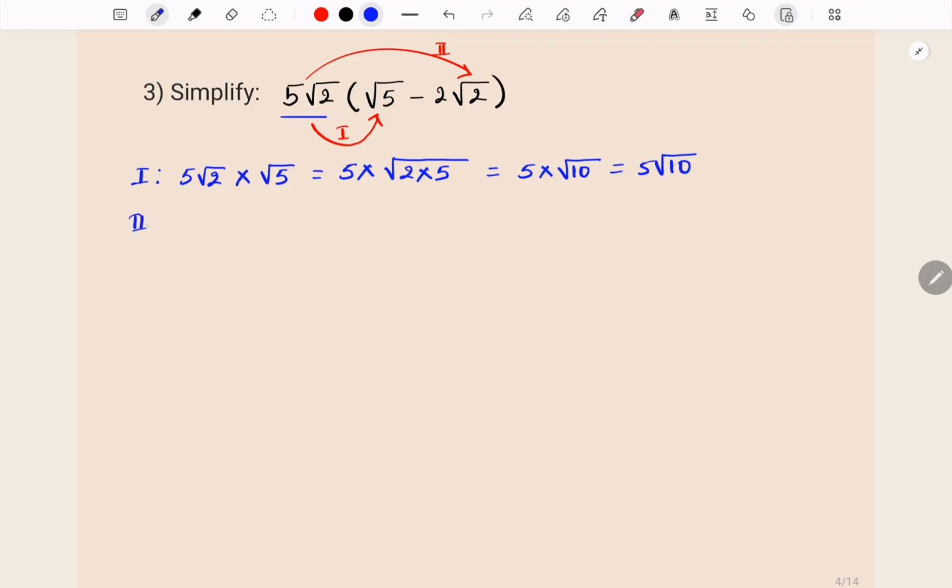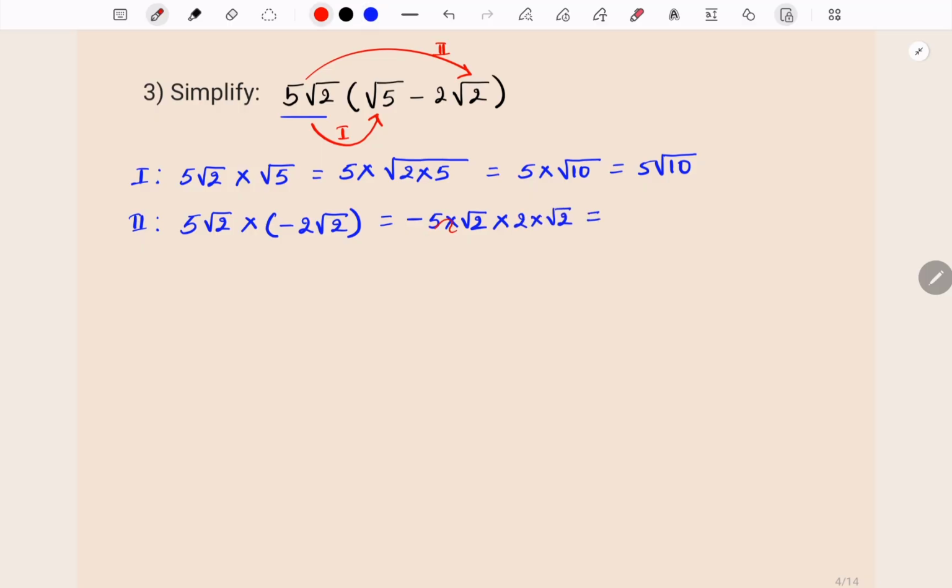Now let's do the second multiplication. We have 5 root 2 multiplied by negative 2 root 2. I can place this negative sign at the beginning. It does not change the value. 5 root 2 is 5 times root 2 and 2 root 2 is 2 times root 2.